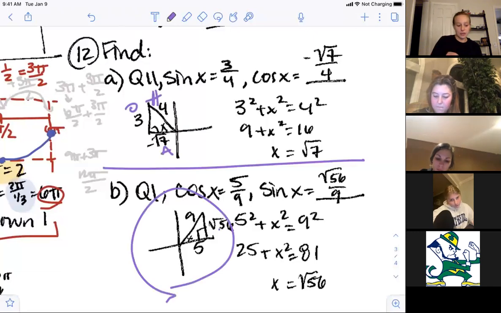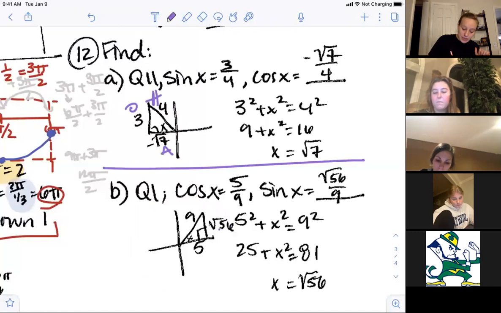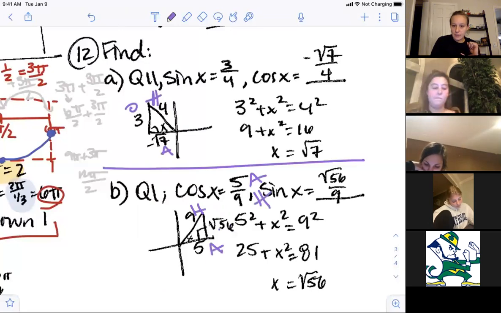Letter B is different. So letter B now is quadrant 1. So I draw my triangle in quadrant 1. My cosine is adjacent over hypotenuse. So I label 5 and 9. And then I use Pythagorean theorem to find the missing side.